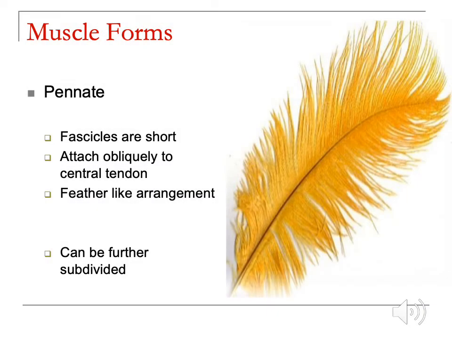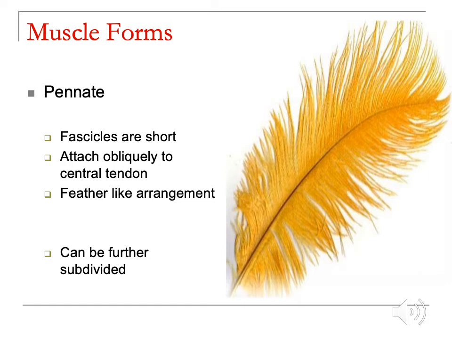We also have pennate muscles. In a pennate muscle, the fascicles are fairly short in relation to the overall length of the muscle. The tendon extends near the entire length of the muscle, generally through the middle, and those fascicles come off obliquely, so diagonally from the middle tendon. So the arrangement of the fibers in relation to the tendon is like a feather.